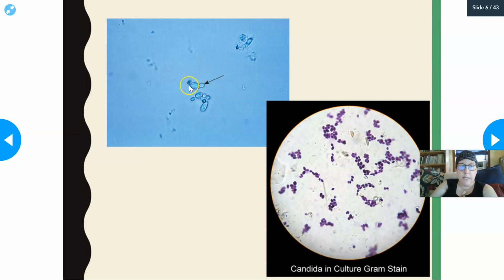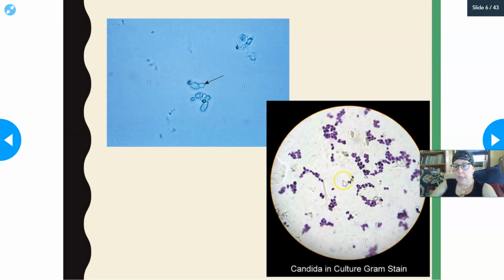And you can see it's circular, and it's in little chains here. So it's actually what we call a budding yeast. If you had guessed that she had a yeast infection, you would be correct. This is a hallmark budding yeast of a yeast infection. Most yeast infections are caused by Candida albicans.